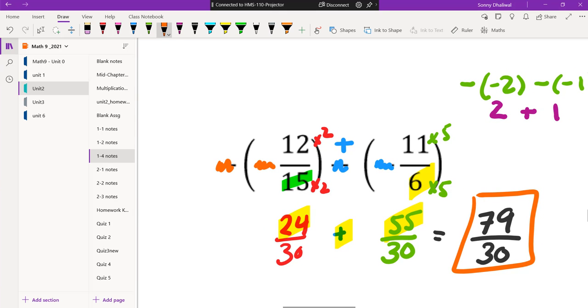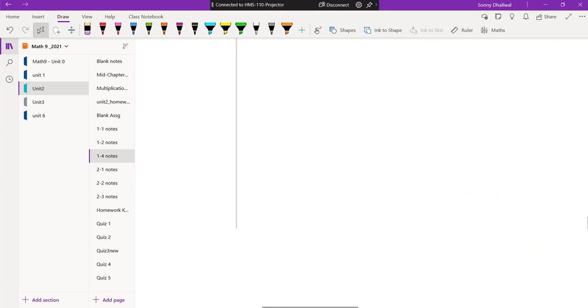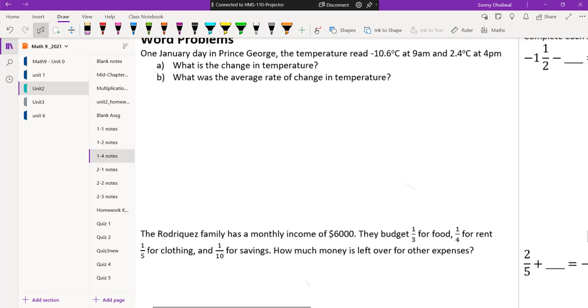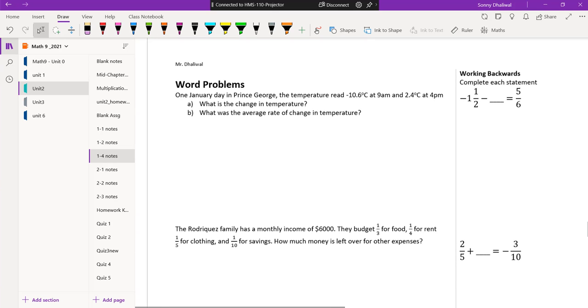All right, Sam, you can go now. Okay, so onto the back page. We won't do the right side. I'll just focus on the two word problems, and we'll leave you be from there.